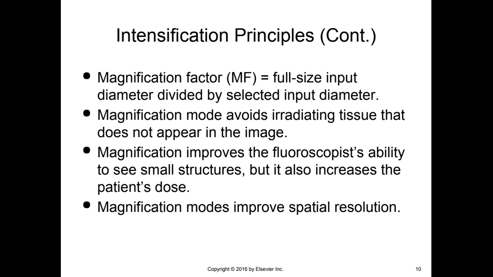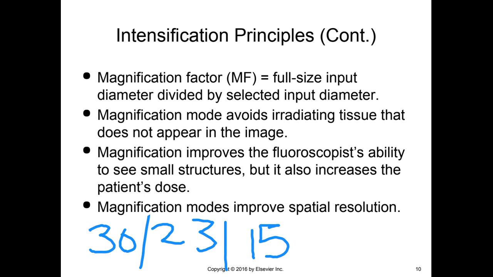All right, this should also be a review, and we'll go over a little bit of the math. However, our degree of magnification, if we're trying to find what it is, we would divide our full size input phosphor by the selected input phosphor that we're interested in. Typically, machines are going to be trifocus. So let's say it'll be written something like this: 30 by 23 by 15. So we can use a field of view that is 30. We can use a field of view that is 23, or we can use a field of view that is 15.